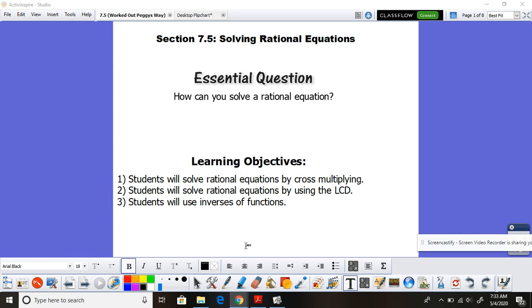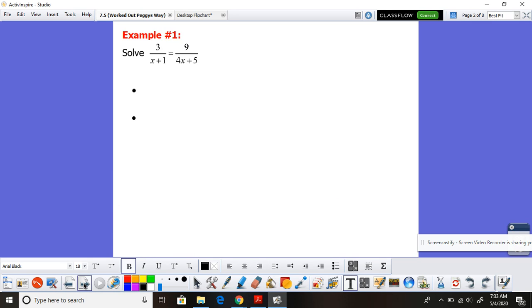All right, so 7.5, we're going to solve rational equations. This you guys should already know. Anytime you have a fraction set equal, all you have to do is cross multiply, okay? So when we cross multiply, it's like the butterfly effect. 9 times x plus 1, 3 times x, 4x plus 5. So we do it here. We get this right here.